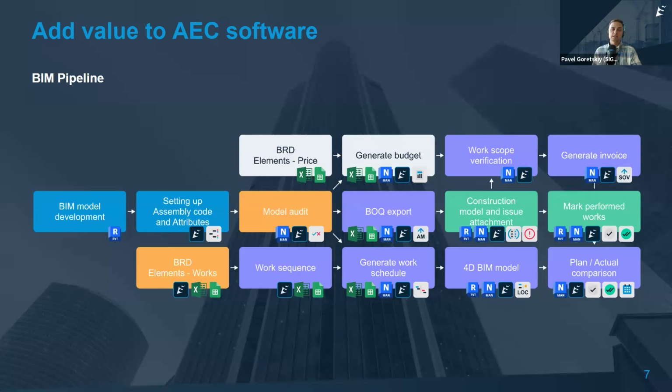Speaking about practices, there is a BIM pipeline. It's one of the examples of SIGNAX Tools usage combined with AEC software products. You can develop the BIM model, set up assembly codes, provide model validation, bill of quantity exports, and work scope verification. Numerous workflows that were traditionally carried out using 2D drawings or even printed drawings are now being transitioned to BIM. Furthermore, this process can now be transferred from the BIM models straight to the construction site.